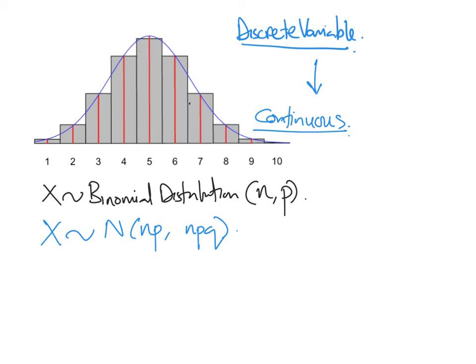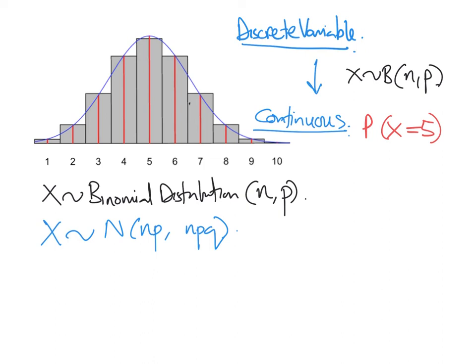Now let's look at what happens. For a discrete variable, let's say we have X as a binomial distribution with n and p, and let's say we want the probability of finding X equals 5. Then what is the probability that we are looking at? We are looking at the probability when X is 5. That's it. That's a discrete variable, a fixed value.